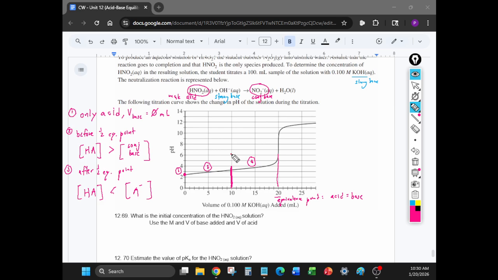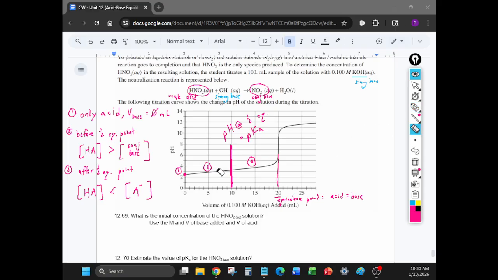Okay, now what's special about this part right here is that the pH at halfway equivalence point is very special. It is equal to the pKa value. So you can use this graph to find pKa and, in that effect, the Ka of this acid, because at halfway equivalence point, the pH is going to be equal to the pKa.